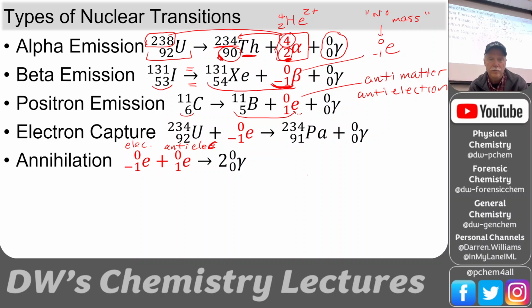So here we have the electron. Again, it sort of cancels out one proton, so 92 minus 1 equals 91. And so this becomes protactinium. It doesn't change the mass number at all, so 234 plus 0 is 234. And then we have an energy balance gamma ray that comes out.